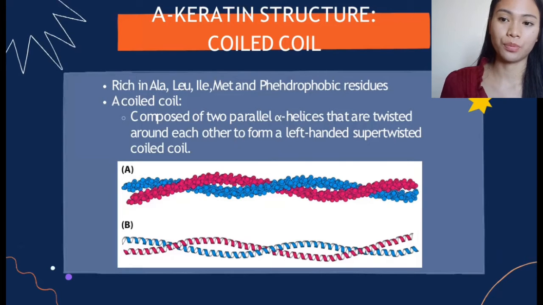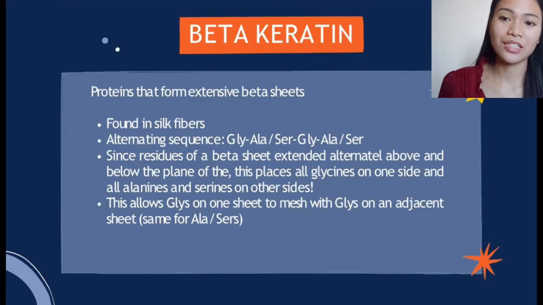Let's go to beta keratin. Beta keratin is also a member of the structural protein family found in the epidermis of reptiles and birds, and it is also found in silk fibers. Beta keratins were named so because they are components of epidermal stratum corneum, rich in stacked beta pleated sheets, in contrast to the alpha keratins.